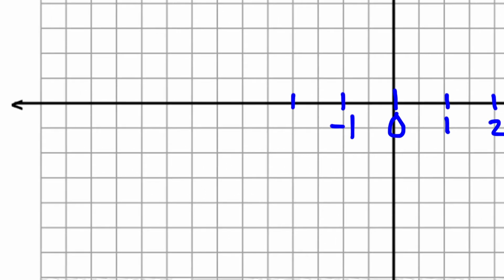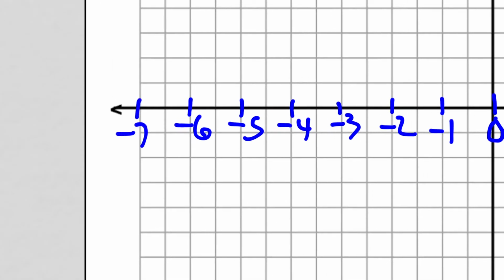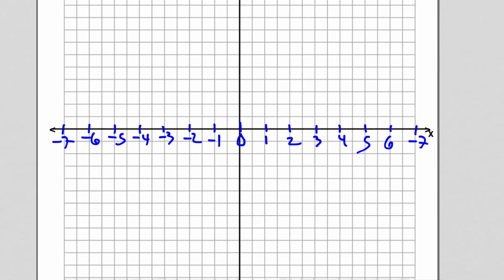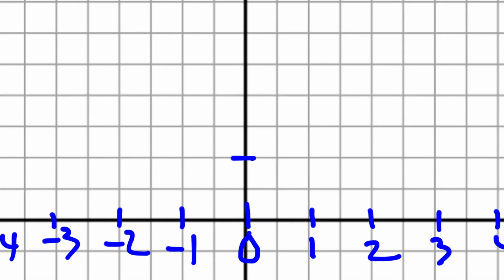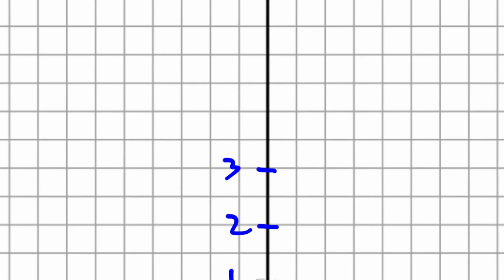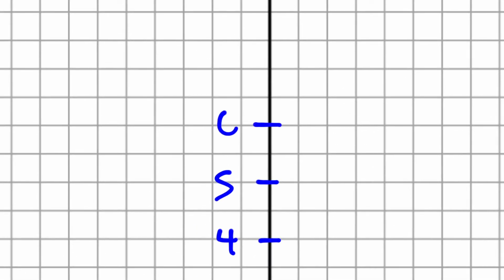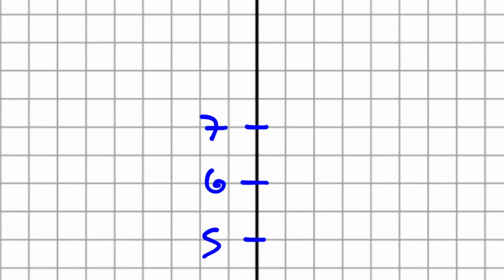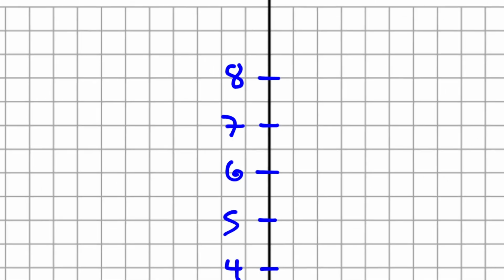We'll go -1, -2, -3, -4, -5, -6, -7. And on the y-axis, we'll go up by 1. So 1, 2, 3, 4, 5, 6, 7, 8. It's about as far as we have to go.